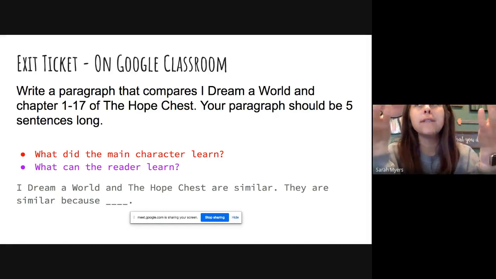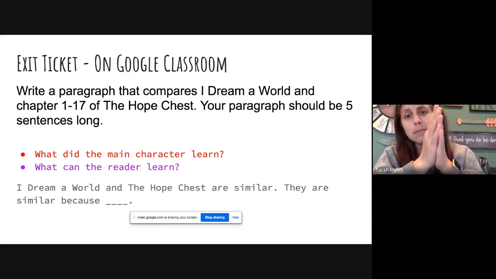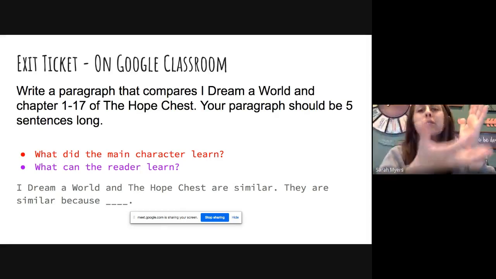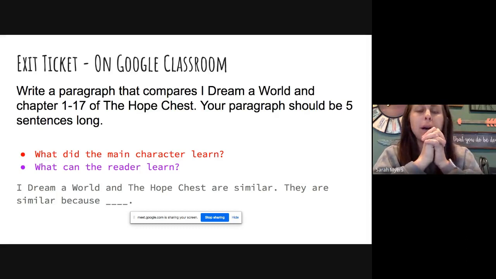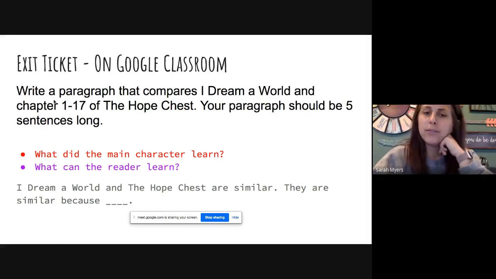Tell me, what is that similar theme that readers can learn from this poem and The Hope Chest? Because a lot of the times, fourth graders, authors create similar themes to teach us those universal lessons. So I look forward to hearing your answers, and go ahead and write them in Google Classroom. That's it. Let me know if you have any questions.